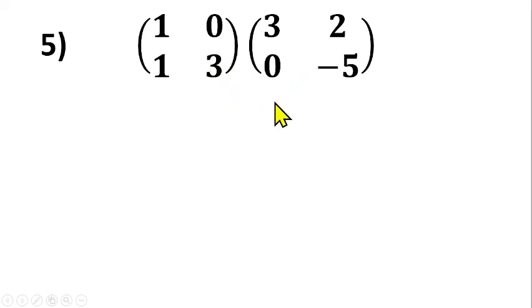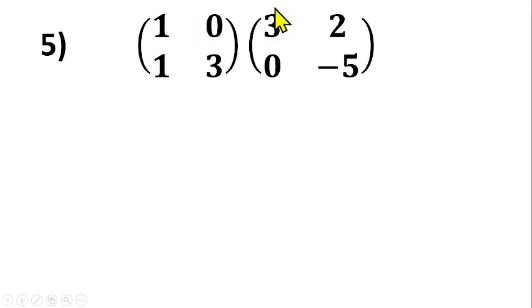The answer is yes. 2 elements in the row, 2 elements in the column, so that means they can multiply. So this row will multiply this column. This row will also multiply this column. Do you understand that? Then again, this row will multiply this column. This row will also multiply this column. That's how you multiply them out.